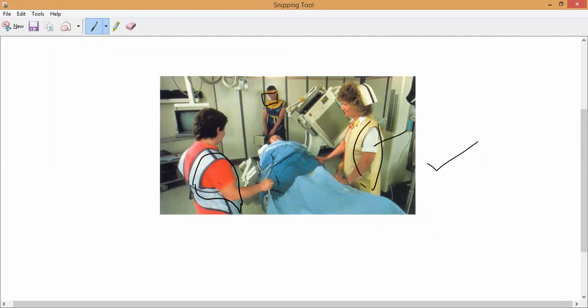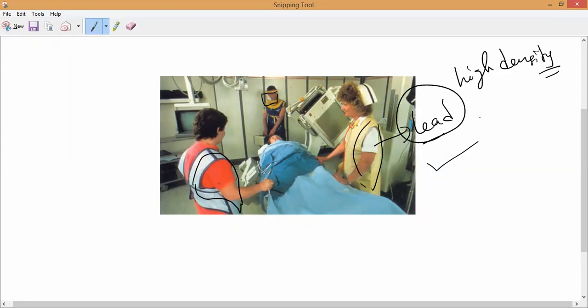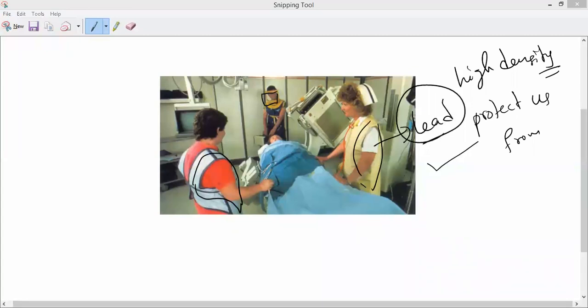What is the use of this? They are manufactured with lead. Why? Because of high density. Because of what, guys? High density. It will protect from radiation, and it will work like anti-radiation. It will protect us from dangerous radiations from radioactive materials.